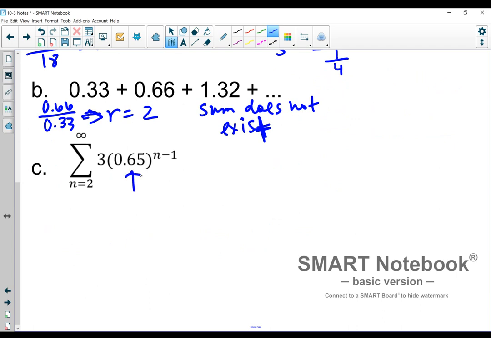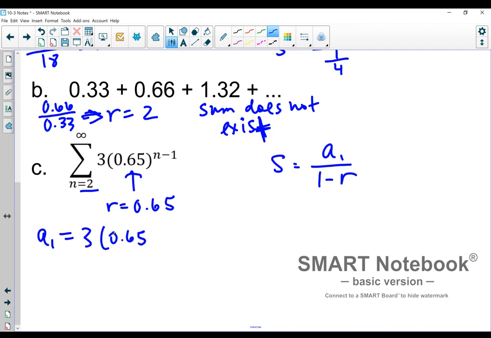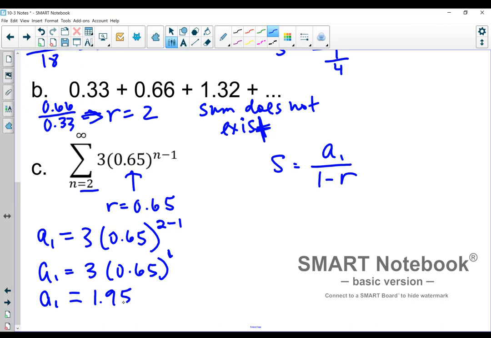For my last one, my R is 0.65, so this one's looking good so far. It starts when n equals 2. So this is another one of those weird things where I find my a sub 1. I need that for my formula, right? A sub 1 over 1 minus r. It's really where my n equals 2. So 3 times 0.65 raised to the 2 minus 1 power. So 0.65 to the first power. So that is equal to, grabbing a calculator here, 1.95.